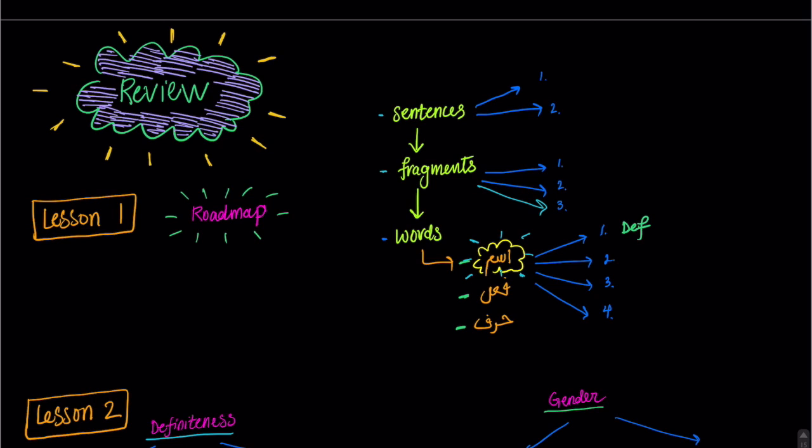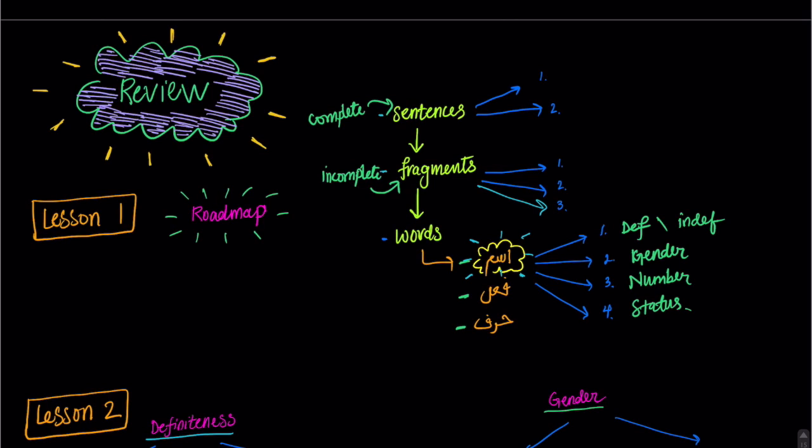And we talked a lot about the four properties of the ism. So those being definite or indefinite, gender, number, and status. And then we talked about how words can come together in certain patterns to make either an incomplete thought, which are fragments, or a complete thought, such as a sentence.